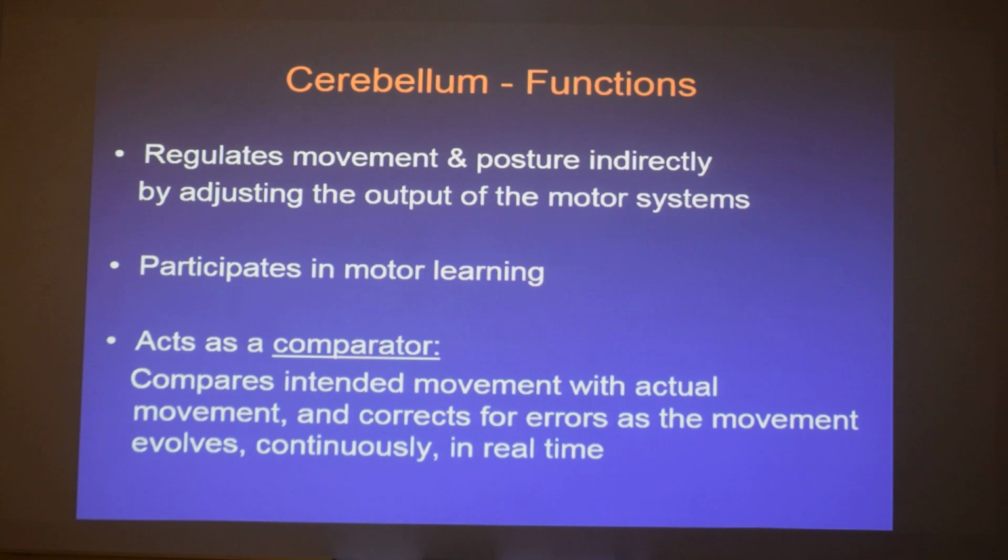Cerebellum compares the intended movement with actual movement and corrects for errors as the movement evolves continuously in real time. So this is the major function of the cerebellum. And that's why it is also important in coordination. Any coordinated movement needs to be corrected as it evolves in real time.